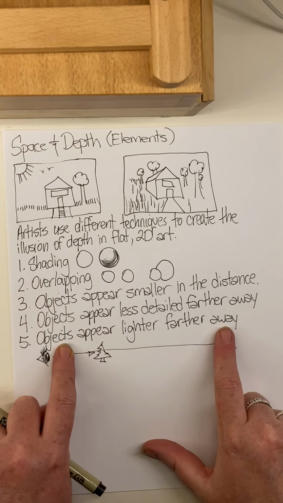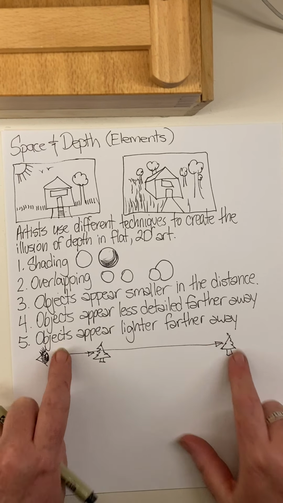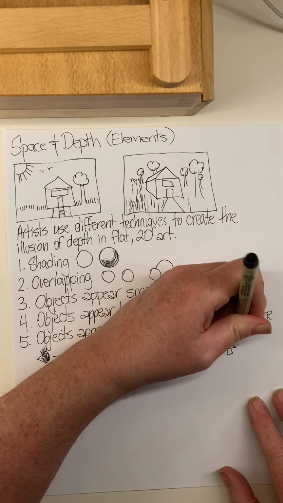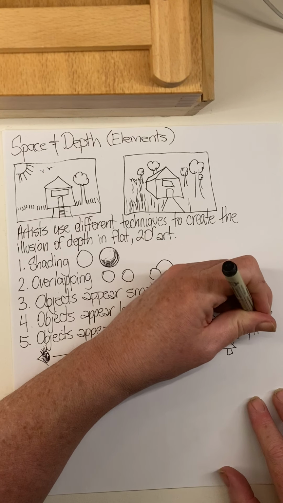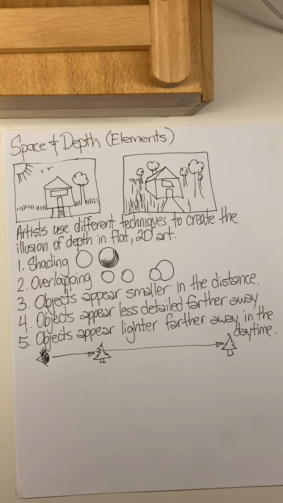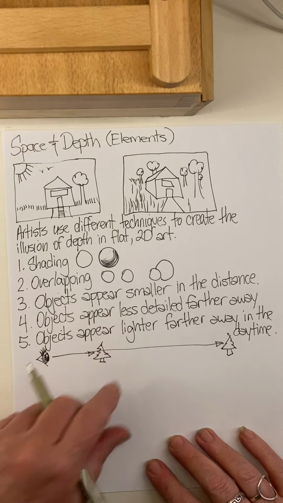This is only half right, though. Objects appear lighter farther away in the daytime, because if it's night, it's the opposite. The closer things are to you, the lighter they are, and they get darker as they go farther away.